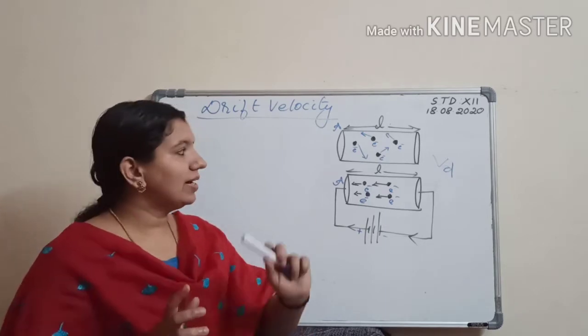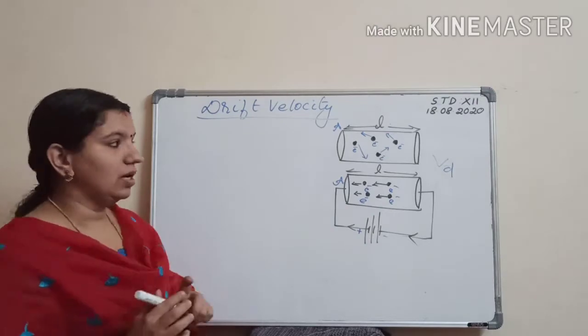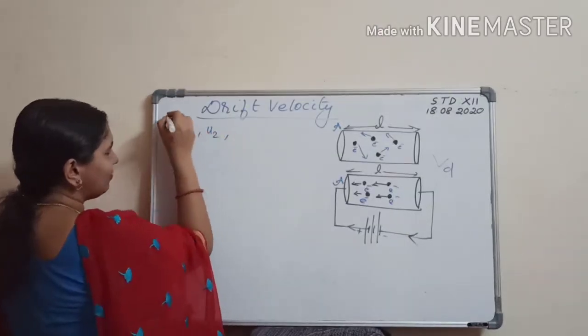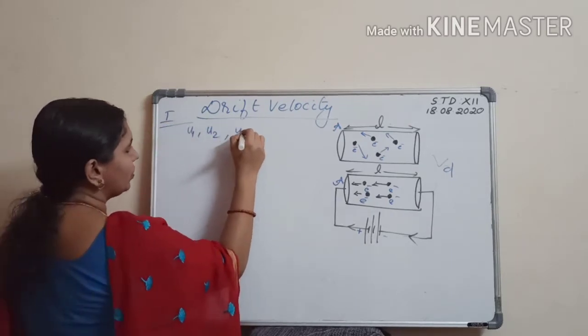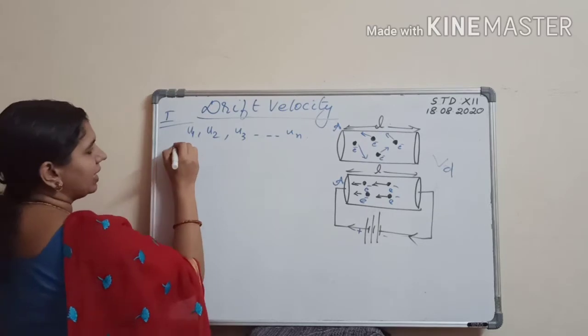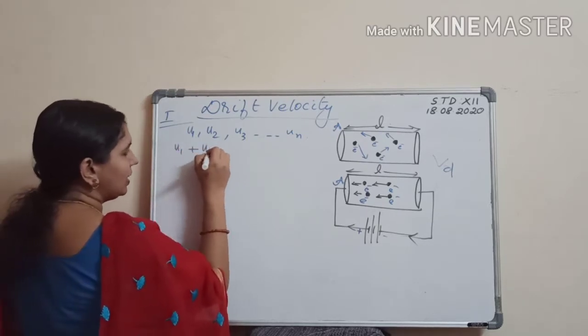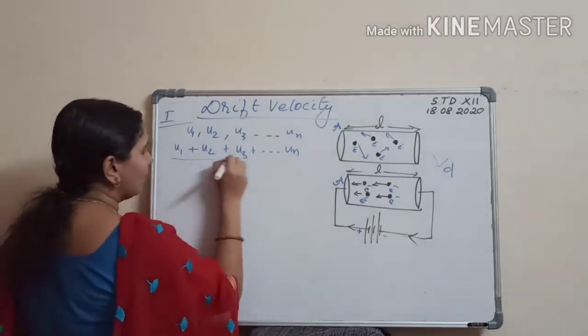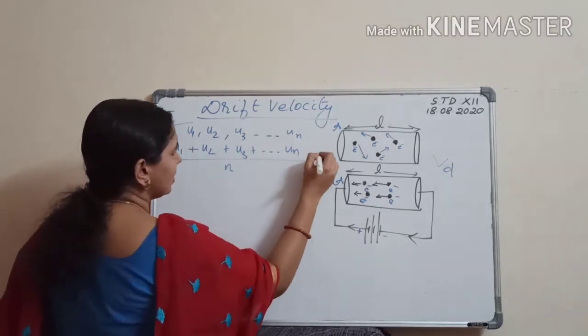Understand? So you can take the average velocity for the first case, with u1, u2, u3, and so on to un. The average velocity is u1 plus u2 plus u3 plus and so on to un, divided by n, which is equal to 0.